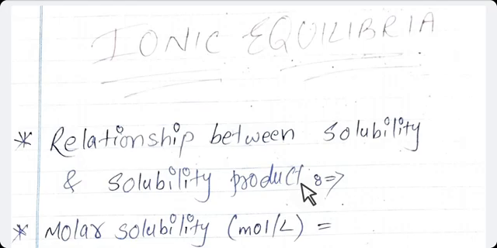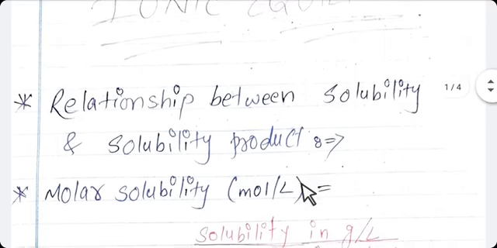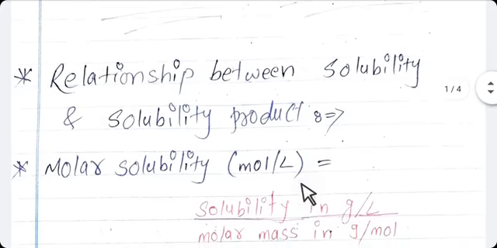So students, the definition of solubility: the solubility of a compound is the amount in gram that dissolves per unit volume. After this definition we have to study the definition of molar solubility. So what is molar solubility? The number of moles of a compound that dissolve to give 1 liter of saturated solution is called its molar solubility.